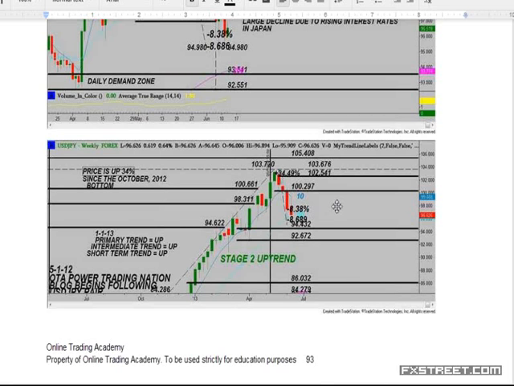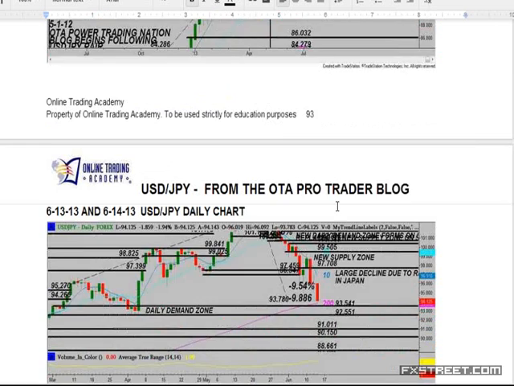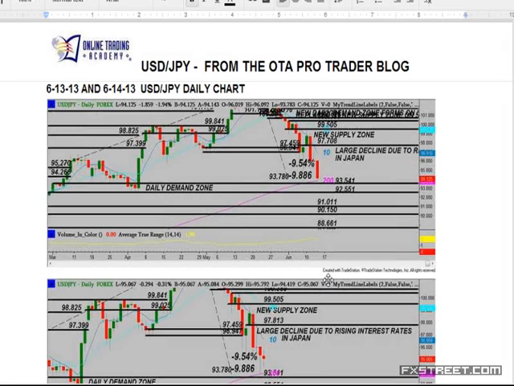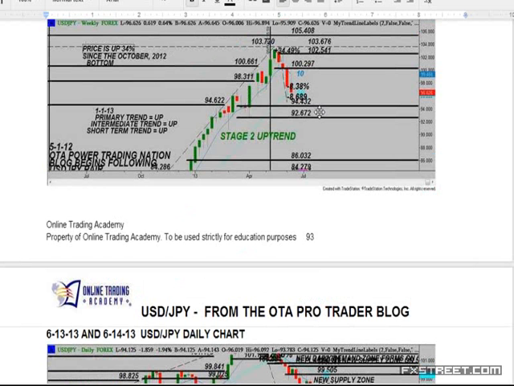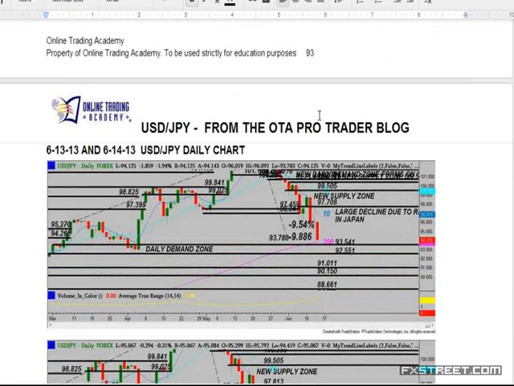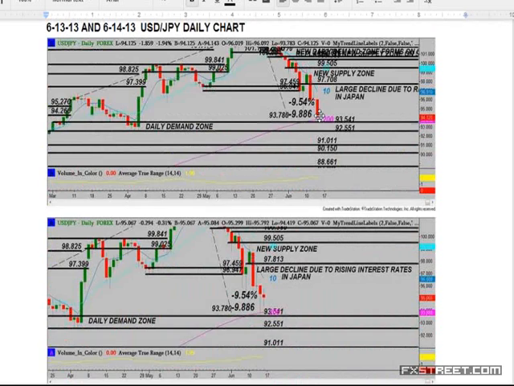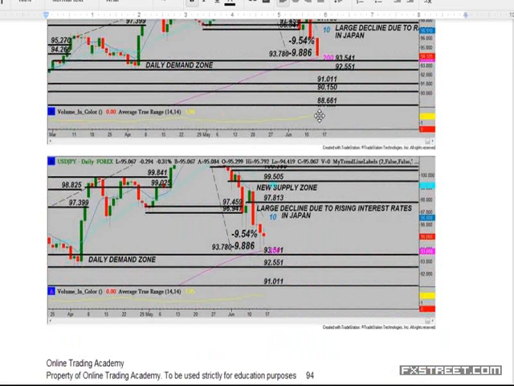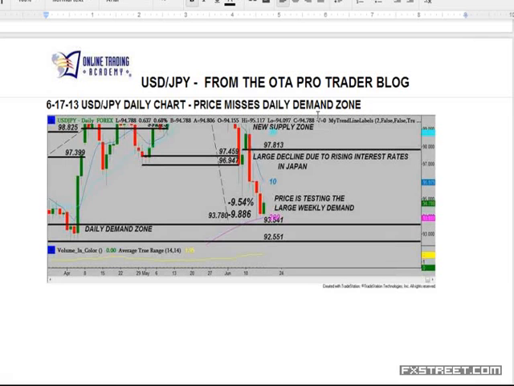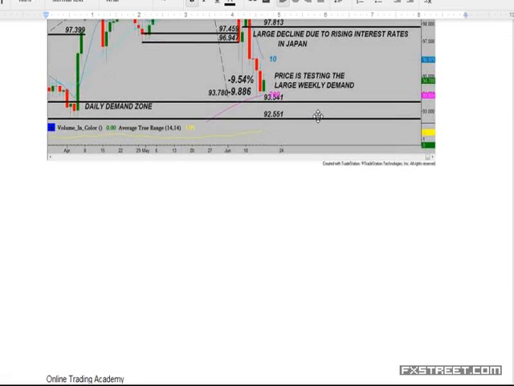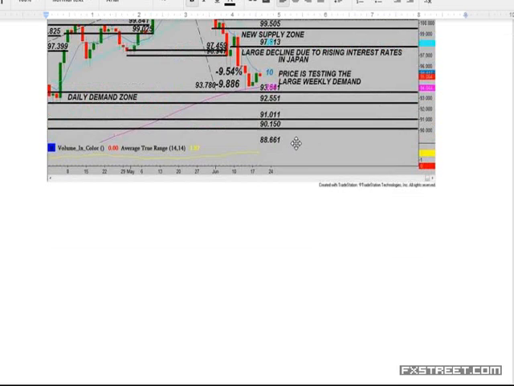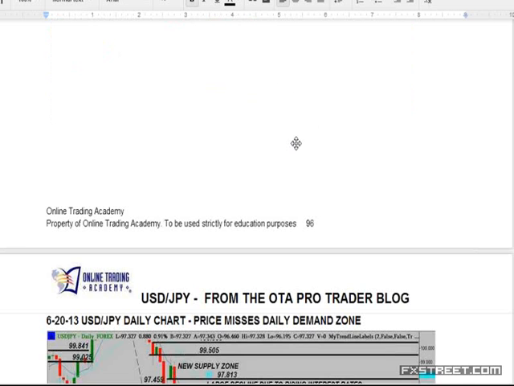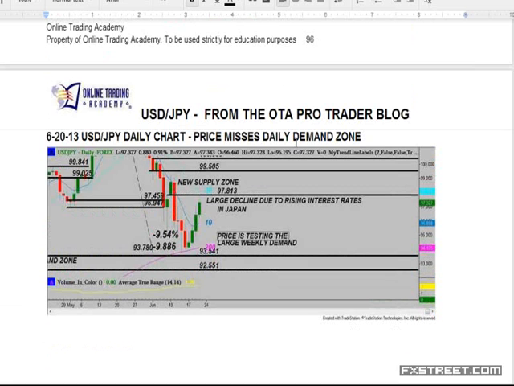But here we come down to the daily demand zone on June 13th, and we get extremely close to 93.54. But because we are hitting the weekly zone, which is actually closer to 94.43, we never quite get to 93.54. And the market begins to bottom, and it begins to reverse on June 17th and June 19th. And we begin to rally from there pretty strongly by June 20th.